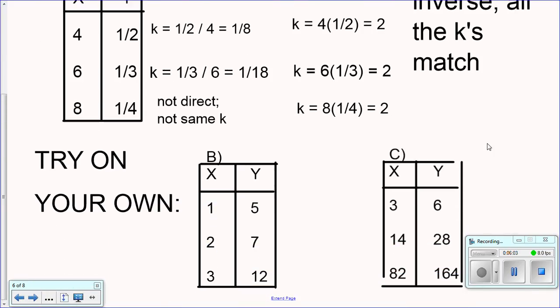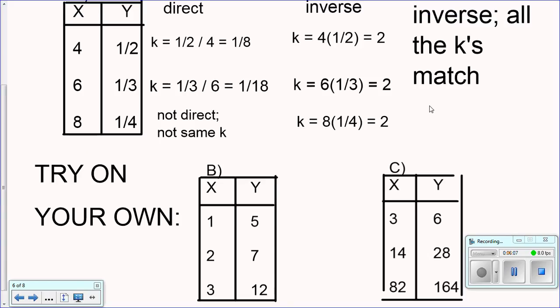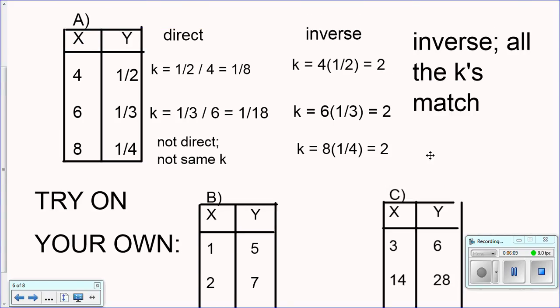So you're going to try B and C on your own. You should be putting forth the same kind of effort. By the way, for A, the actual equation would be y equals 2 over x. Just thought you would like to know.